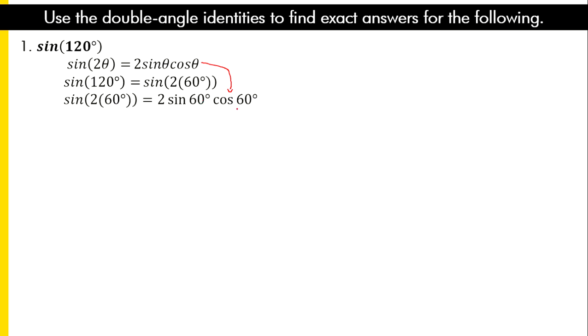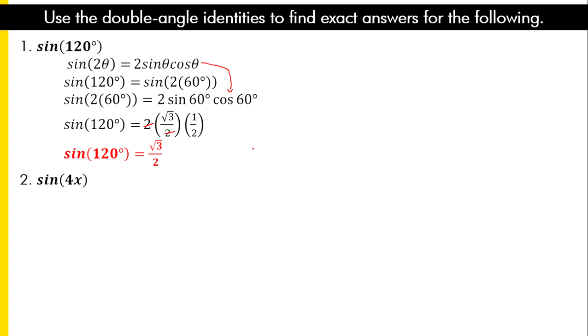So as you recall, sine 60 degrees is simply square root of 3 over 2, and cosine 60 degrees is simply 1 half. Then simplifying this, the 2s cancel, so the result here is square root of 3 over 2. So sine 120 degrees is equal to square root of 3 over 2. Actually, for sine 120 degrees, you can use the special angles, the reference angle, and you'll obtain the answer. But also, with the use of the double angle identity, we can solve this sine 120 degrees.